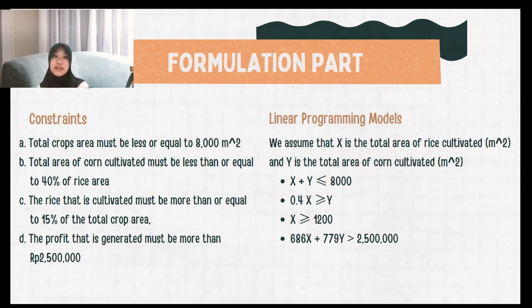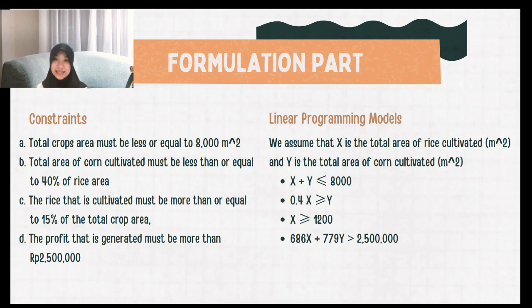The next one is the linear programming models. We assume that x is the total area of the rice cultivated in meters square, and y is the total area of corn cultivated, also measured in meters square. We conclude that there are 4 bullet points.